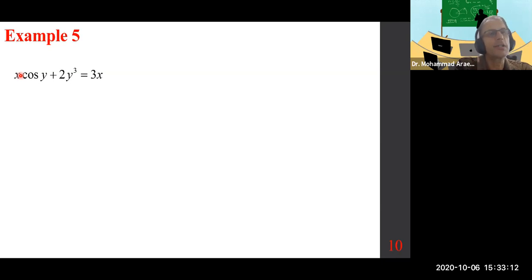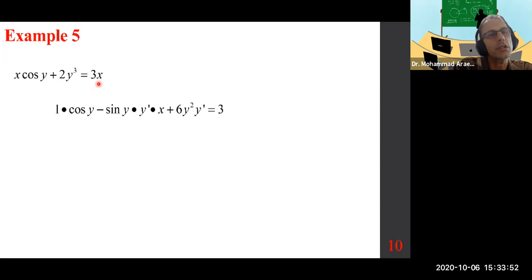The derivative of x is 1. So 1 times cosine y. What is the derivative of cosine? Negative sine. Same argument, negative sine y, by the chain rule times y prime, by the product rule times x. 2y cubed gives us 6y squared y prime, 3x gives us 3. Now you can use y prime or dy dx, either way is fine.